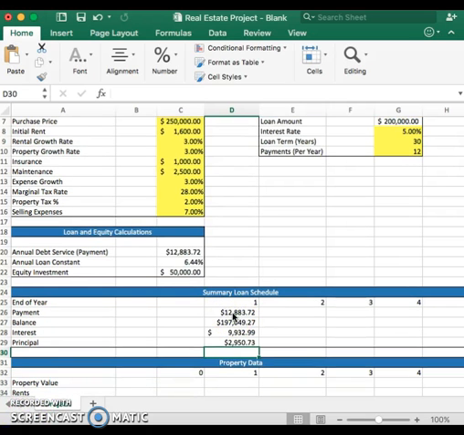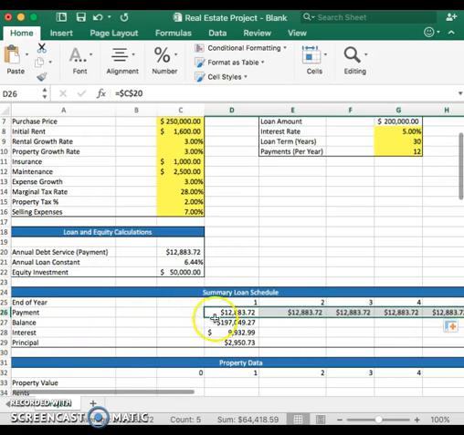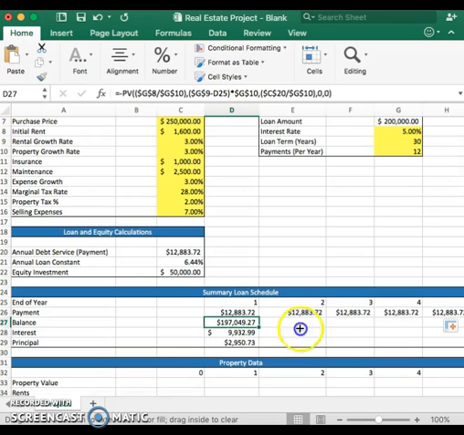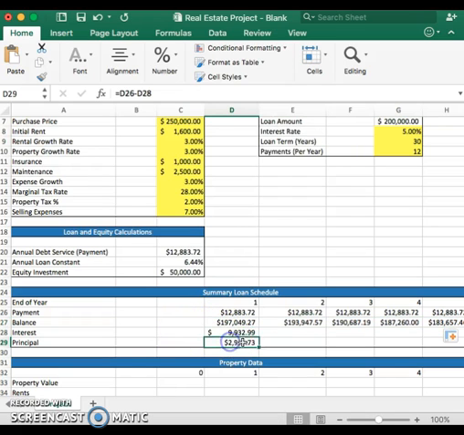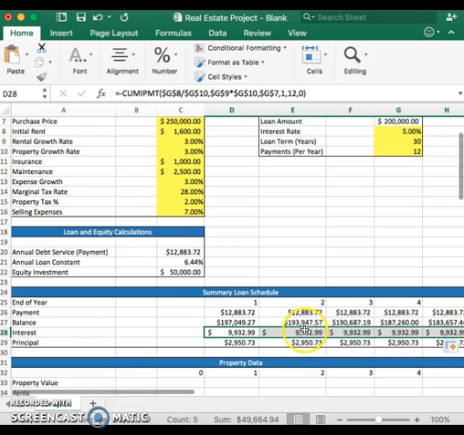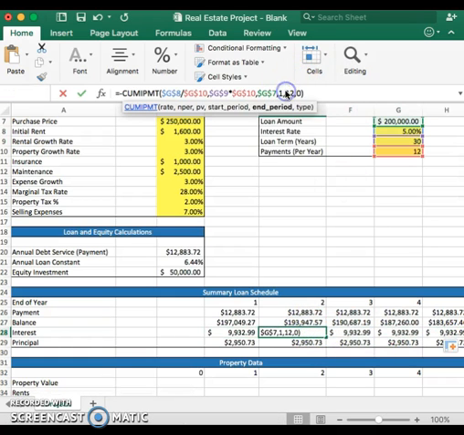Now that we've gone through and gotten each of the payment, balance, interest, and principal, we can just copy each of those over, which will get us throughout the years, except for interest, which I'll discuss in a second. For the interest, it's a little different. We have to go through and select each month.